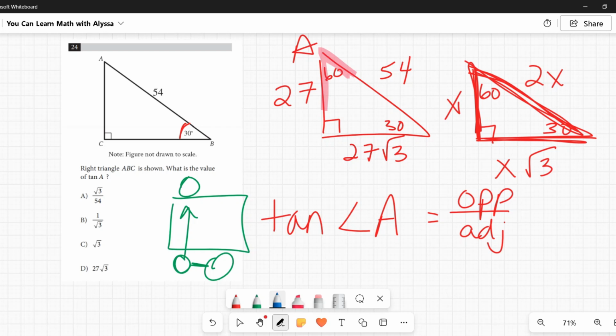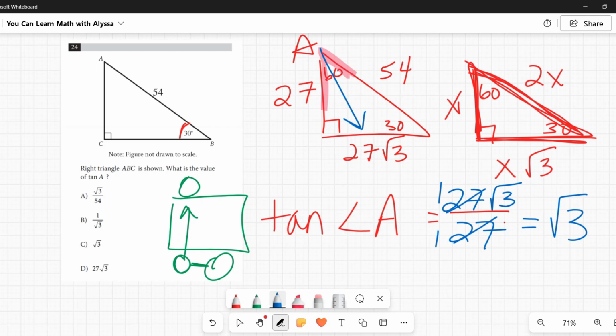Okay, so the opposite side, the one angle A is looking at, is going to be 27 times the square root of 3. And the adjacent side, the one it's bumping elbows with, is 27. So that is 27 times the square root of 3, and then we have 27 on the bottom. We can cancel those out. It's one of those fun things we can do with fractions. So they cancel out, and I am just left with square root of 3. So the tangent of angle A is going to be C, square root of 3.